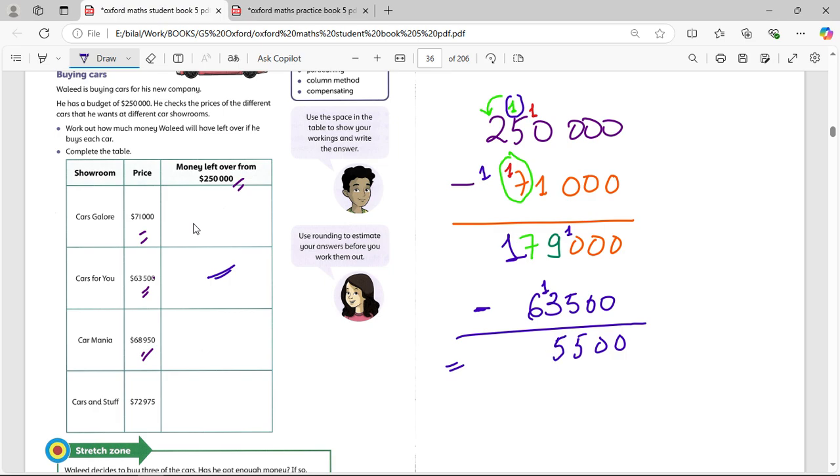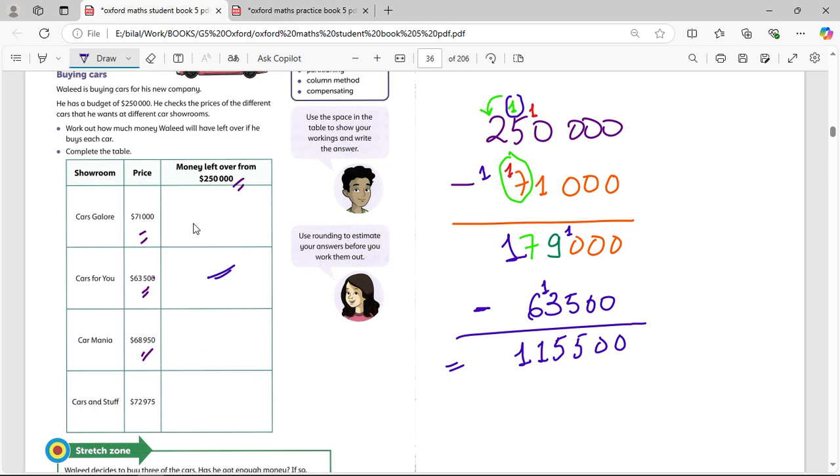Alright, the next number, I have 7 minus 6. Here I have no problem. I'm not going to take anything. 7 minus 6 is already 1. But remember, we did not finish. 1 minus nothing. It's 1 again. Okay, so the answer is 115,500.